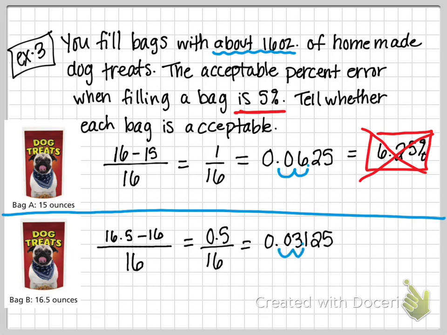And then we need to take that decimal and turn it into a percent. 1, 2, move 2 places to the right, add our percent sign. So this is 3.125%. So is this acceptable if it needs to be 5 or less? And this would be yes. 3% is less than 5%, so that bag is close enough to the actual amount that it would be okay. It would be acceptable to be used or sold or whatever they're going to do with it. Okay, so that's how we're working with percents today: increase, decrease, and percent error.